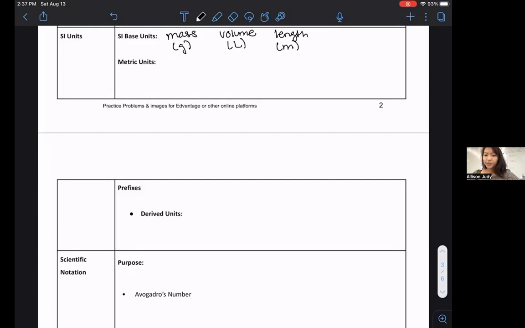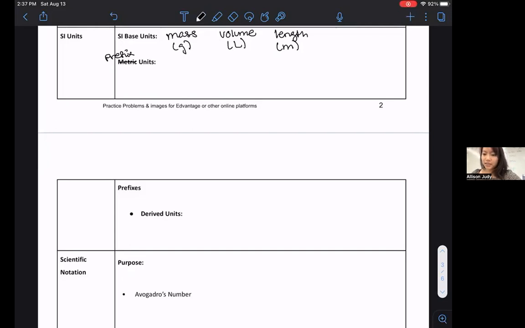Should all sound familiar. Don't forget we use metric prefixes for scaling units, but we can use them for basically any type of base unit, it doesn't have to be just metric. And there are many. They go from tera, which is 10 to the 12th. I don't even know how to count that number, I don't know the equivalent to billion, like a gazillion or something, all the way down to tiny pico.